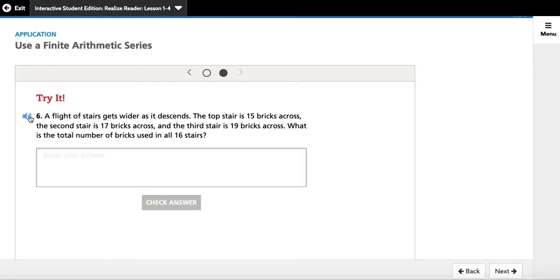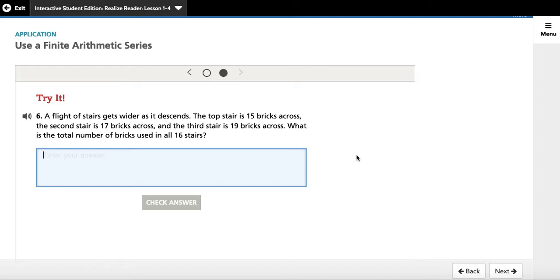Let's look at their question for us to try. A flight of stairs gets wider as it descends. The top stair is 15 bricks across. The second stair is 17 bricks across, and the third stair is 19 bricks across. What is the total number of bricks used in all 16 stairs?